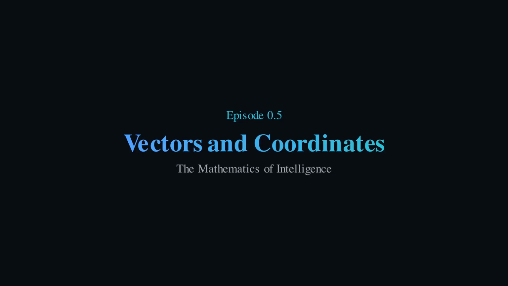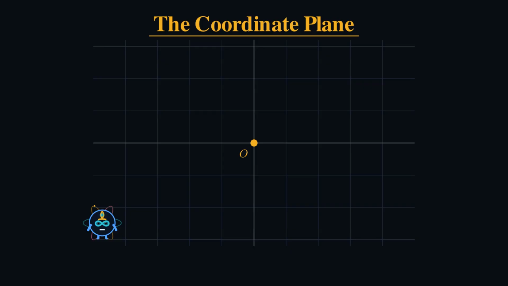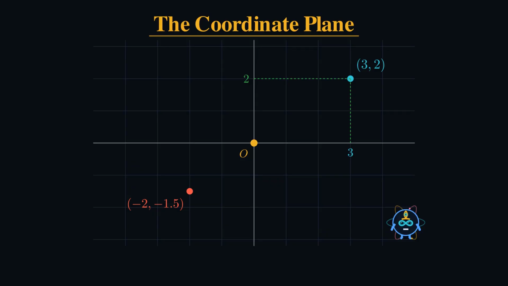Today, vectors and coordinates. Before arrows, the grid, two number lines crossing at 0. That crossing is the origin. Every spot has a name. How far across, then how far up. 3 across, 2 up. The point 3, 2. Go left or down, and the numbers turn negative. Same rule, 4 directions. That is the whole coordinate plane.